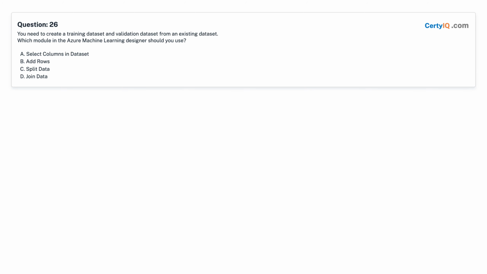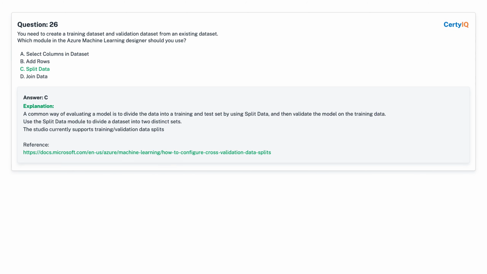Question 26. You need to create a training dataset and validation dataset from an existing dataset. Which module in the Azure Machine Learning Designer should you use? A. Select columns in dataset. B. Add rows. C. Split data. D. Join data. Answer is C. Split data.